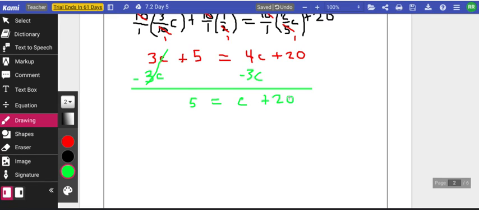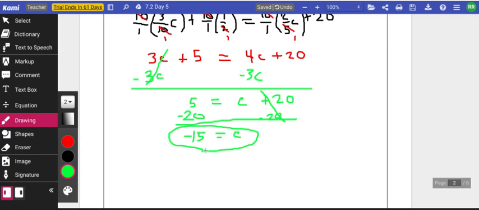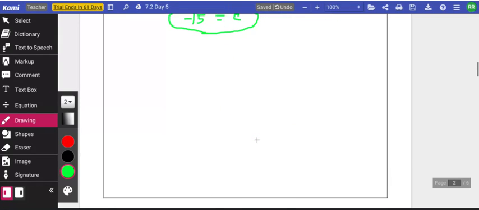So because c, my variable, is on the right side, this number needs to go to the other side. So I undo addition by subtraction. So those 20s cancel. 5 minus 20 is negative 15, right? Different signs, subtract, keep the big guy. And so c equals negative 15. Circle final answer.